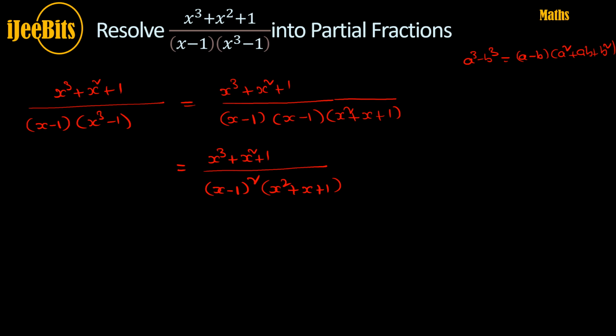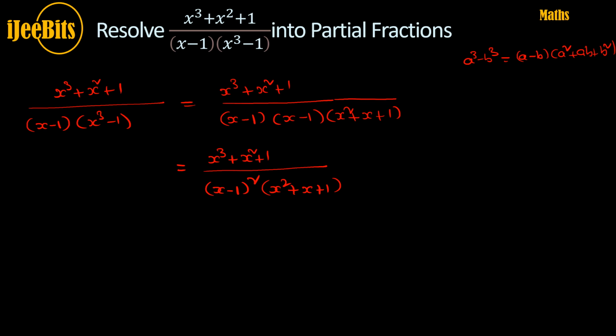This is an irreducible factor. We cannot actually factorize this easily, because if you calculate the discriminant for this polynomial, you will get b square minus 4ac less than 0, imaginary values. So this is an irreducible factor, and hence we have to apply rule number 3. So a combination of rule number 2 and rule number 3 would be the partial fraction for this given problem.